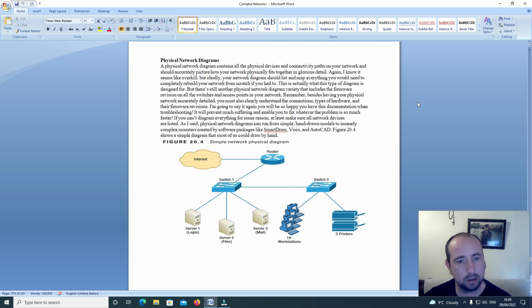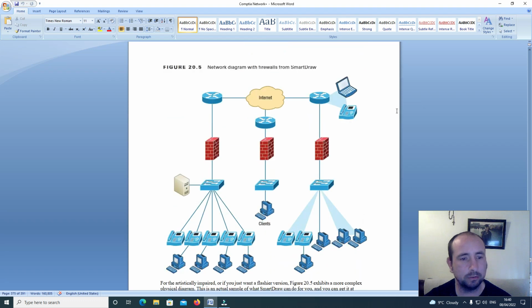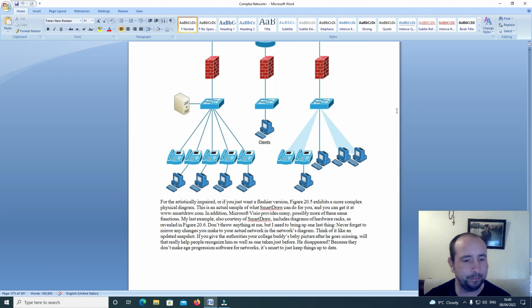If you can't diagram everything for some reason, at least make sure all network devices are listed. As I said, physical network diagrams can run from simple hand-drawn models to insanely complex monsters created by software packages like SmartDraw, Visio and AutoCAD. Figure 20.4 shows a simple diagram that most of us could draw by hand. And here you go, figure 20.5, network diagram with firewalls from SmartDraw. For the artistically impaired, or if you want a flashier version, figure 20.5 exhibits a more complex physical diagram. This is an actual sample from what SmartDraw can do for you.